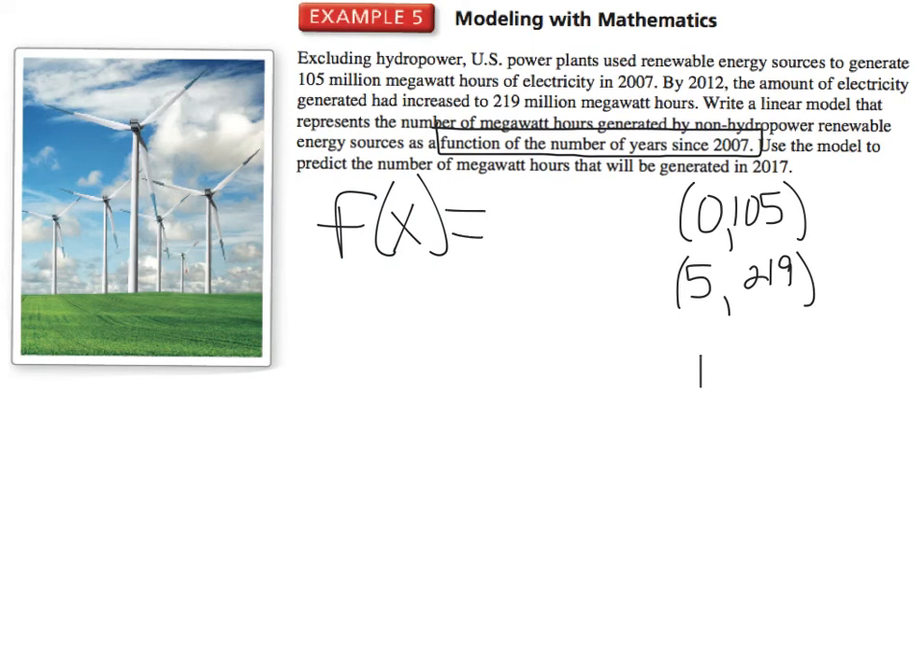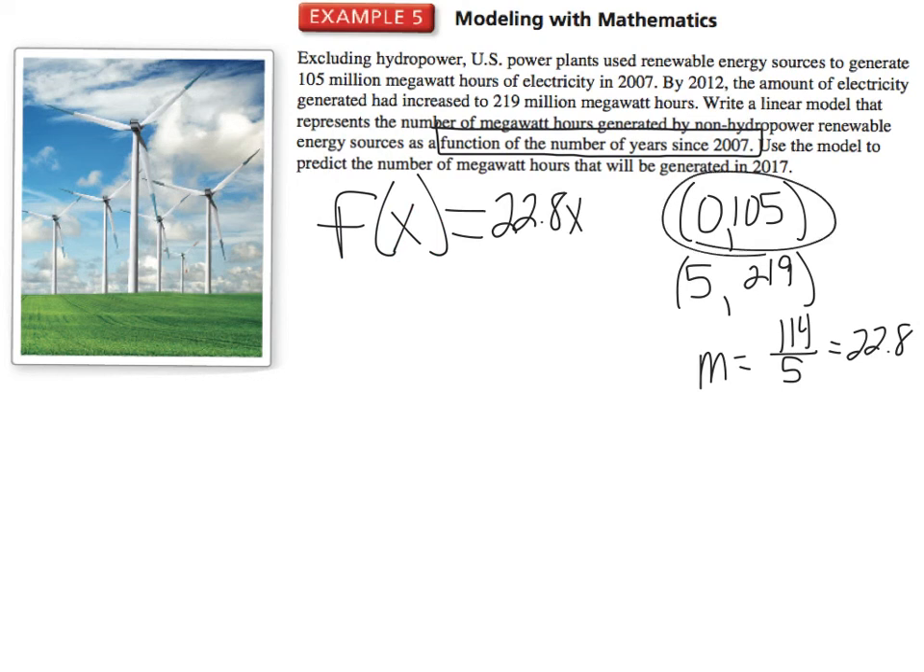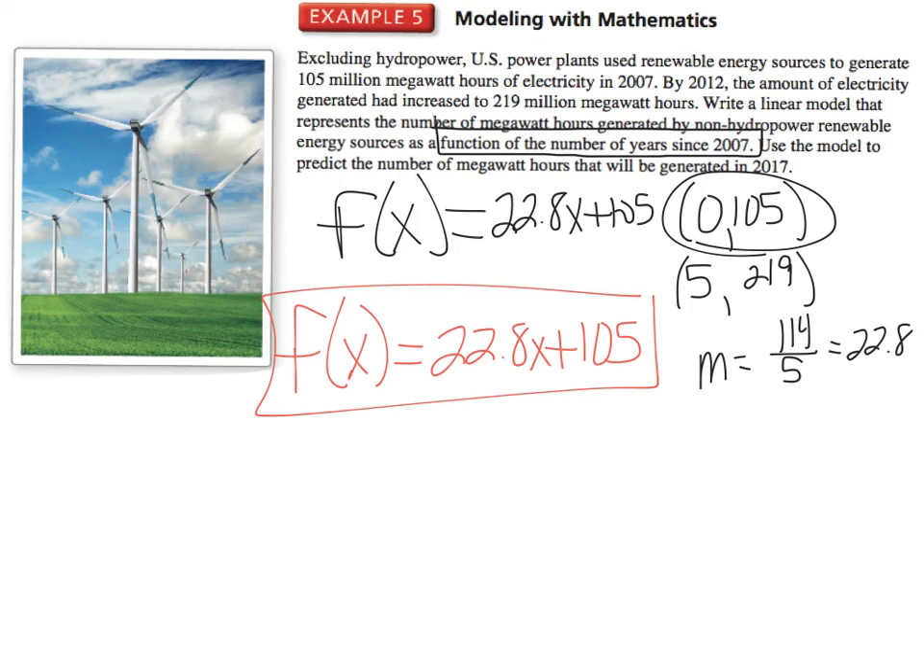So, what's my slope? Well, I can subtract 219 minus 105. That gives me 114 divided by, and then my change in x is 5 minus 0, which is 5. This gives me 22 and 8/10 as the constant rate of change. Now, what does that mean? That means 22.8 million megawatt hours per year. So we know that's my slope. Now, what's my initial starting point? Well, it's right here, 105. So we know that we have as our answer f of x equals 22.8x plus 105.